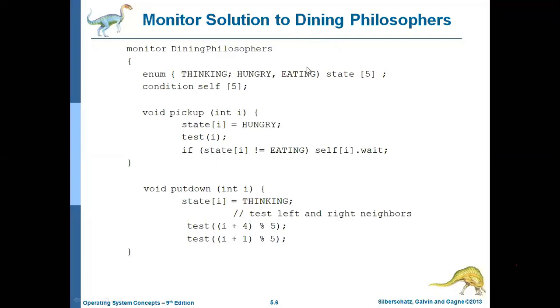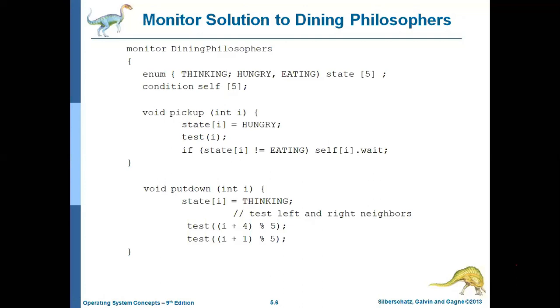So how many philosophers are there? 5 philosophers. So the condition is state of 5. So state of i, that is philosopher 0, philosopher 1, philosopher 2 or philosopher 3. If hungry, then test the condition. When should they pick up? When the philosopher gets 2 chopsticks, at that time only they will enter into eating. Otherwise they will only be in the thinking state. That is the monitor solution to the dining philosopher problem.